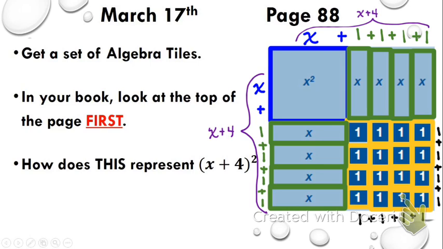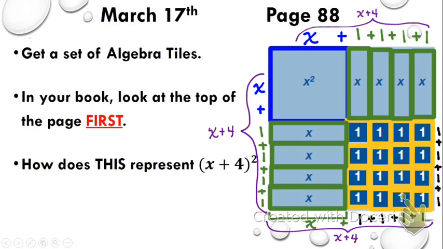Look at the bottom. Because what do you know about squares? They are the same all the way around. How long is that piece? X. X plus 1 plus 1 plus 1 plus 1. That side is also how big? X plus 4. And I don't have room to write it off to the other side, but it's the exact same thing, right?